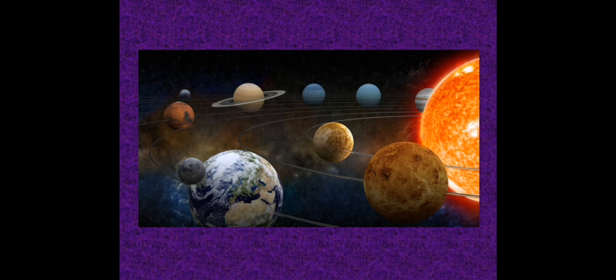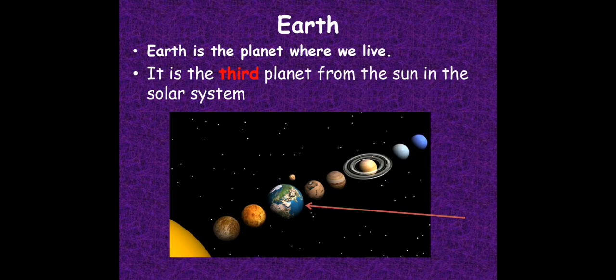So, this is our solar system. Solar system consists of our sun and 8 other planets. Here you can see our Earth. So, among all the planets, we live in Earth. So, let's talk about Earth. Earth is the planet where we live. It is the third planet from the Sun in the solar system. You can see in the arrowhead, I'm showing our Earth. Look, it's beautiful in color.